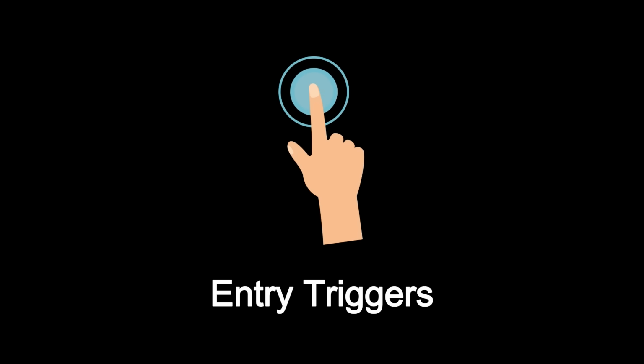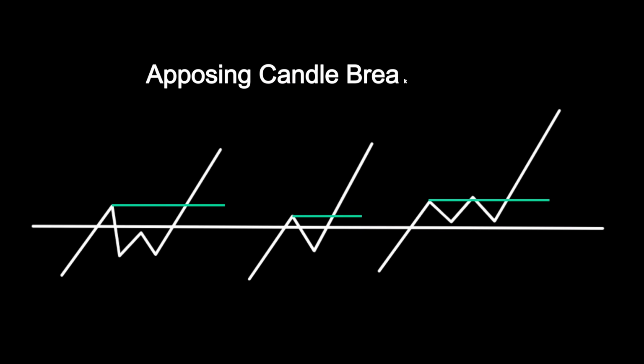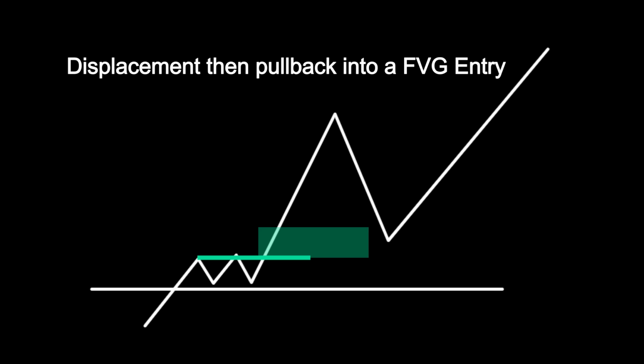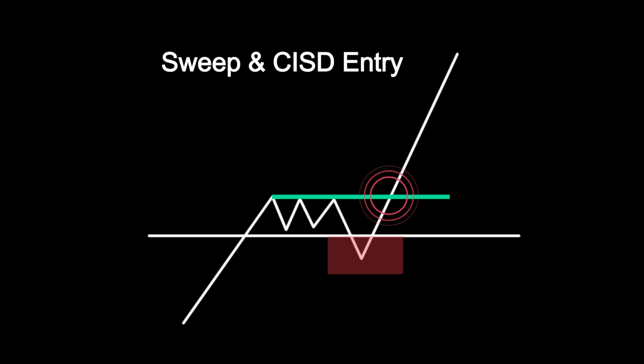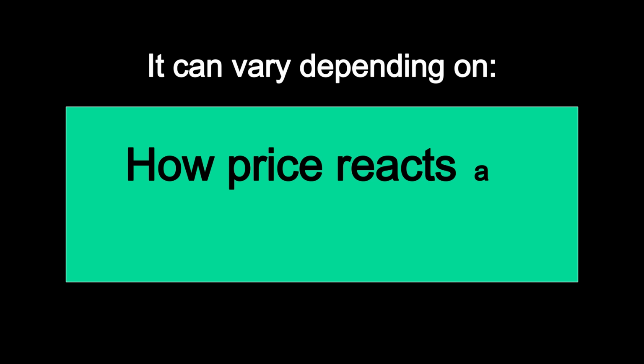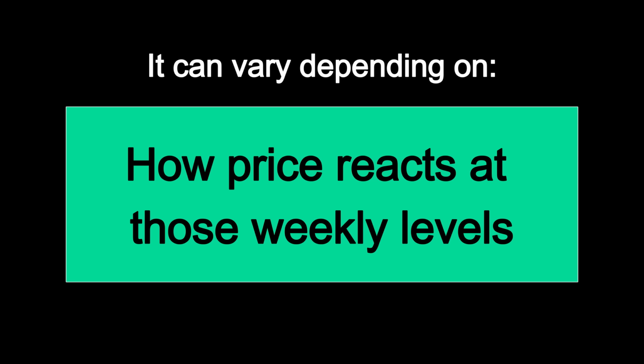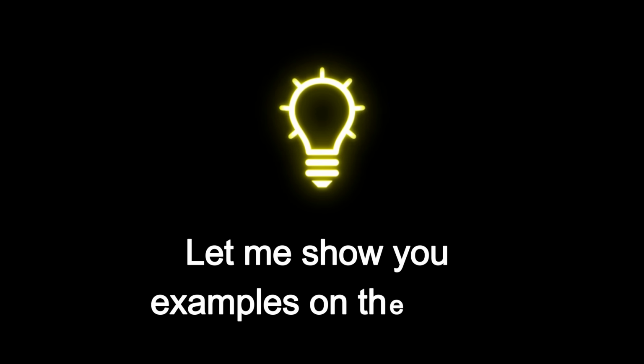Here are the entry triggers I'm looking for. Either an opposing candle break entry, displacement then pullback into a fair value gap entry, a trend line break entry, or a sweep and CISD entry. It can vary depending on how price is reacting at those levels. Let me show you examples on the chart.